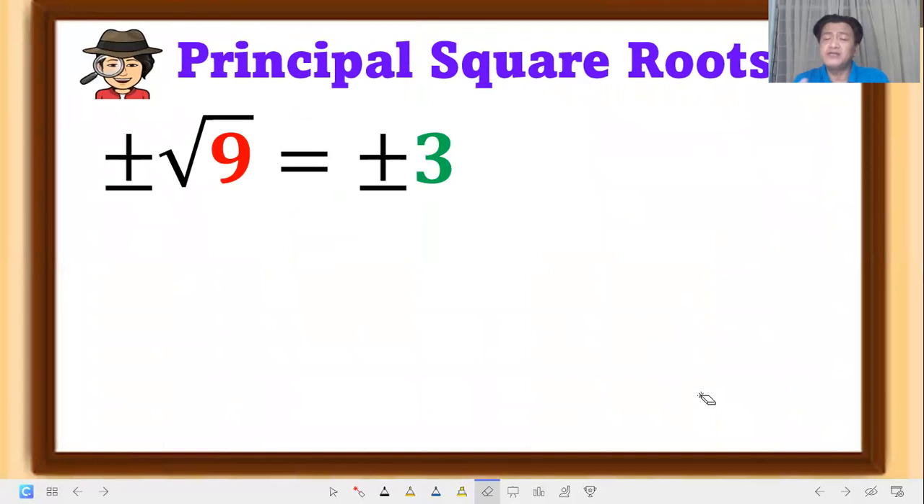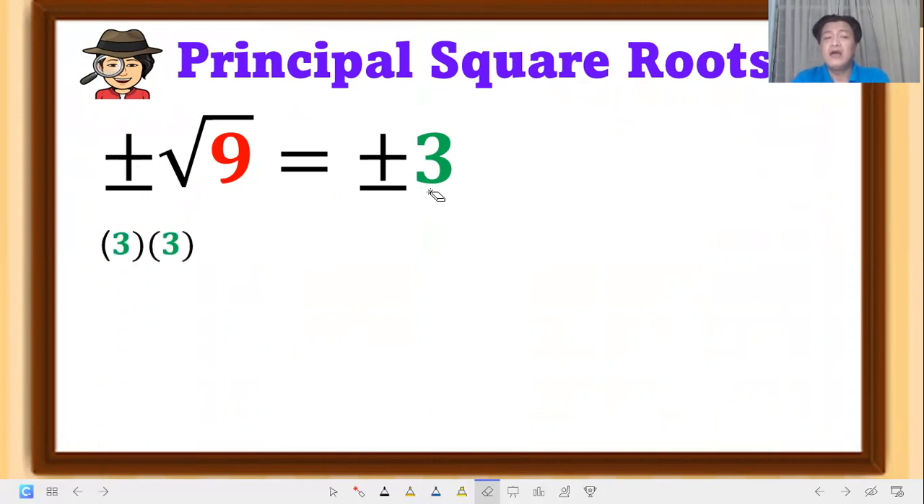Okay, kapag ang tanong, what are the square roots? There are 2 answers, one positive and negative. Pag tinanong ko, what is the principal root? Iisa lang yun yung positive. Okay, ito yung nakuha natin kanina, di ba? Positive, negative square root of 9, that is equal to positive, negative 3.